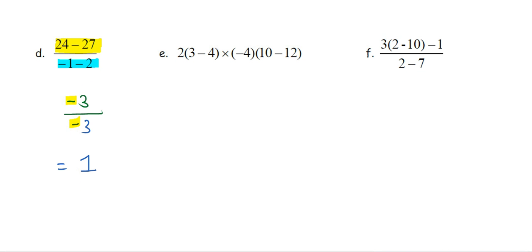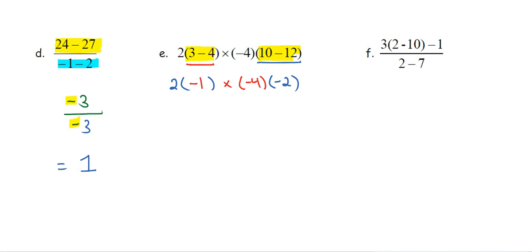Alright, let's move on now. For question number 4E, you'll notice that you do have some brackets. So if you have brackets, let's do the brackets first. So this will be 2 times. Well, what's 3 minus 4? 3 minus 4 will be negative 1 times. I'll bring down this negative 4. And then ask yourself, what's 10 minus 12? Well, 10 minus 12 is going to be negative 2.